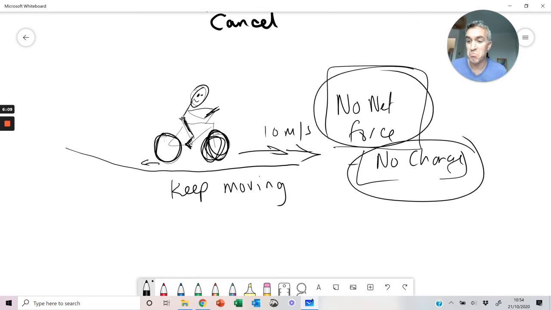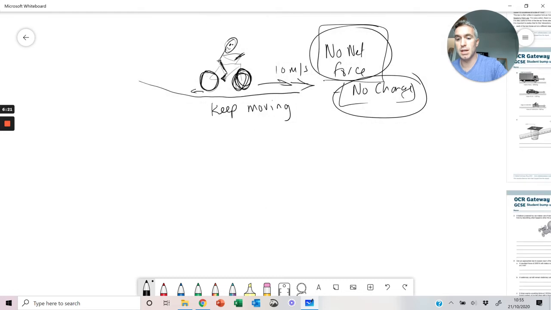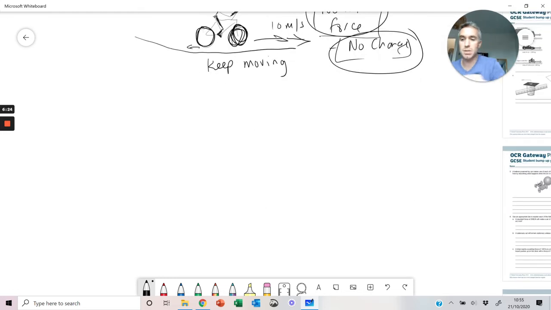In reality, if he stops cycling, there'll be friction on the road. That will slow him down, but that means there is a net force. So the questions are going to be something like, is there a net force? Yes or no? Well, let's have a look at that. Newton's second law is basically, well, if the first law says there's no net force, well, what if there is a force? And if there is a force, what happens?